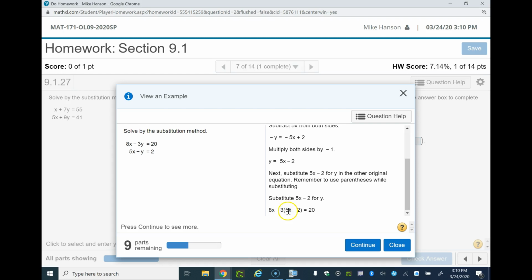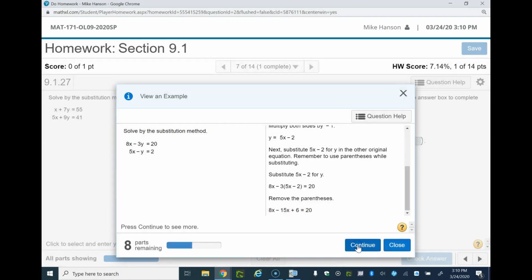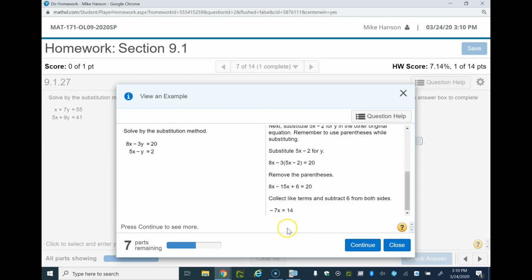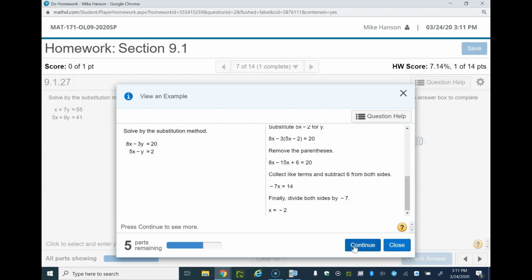So if I distribute 3, that makes 15x. Negative 15x, distribute the -3 into the -2, that makes it positive 6. So this is what we have here. Combine like terms, 8 minus 15, that should give you -7. Move the 6 over by subtracting, then divide everything by -7. We should get x is equal to -2.